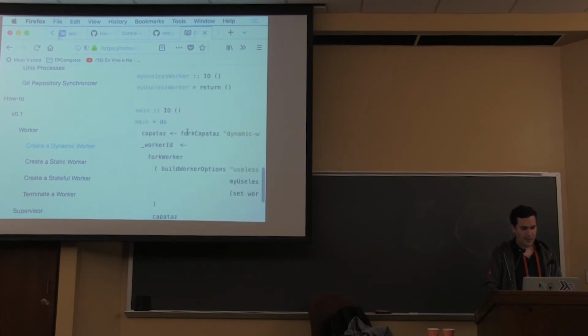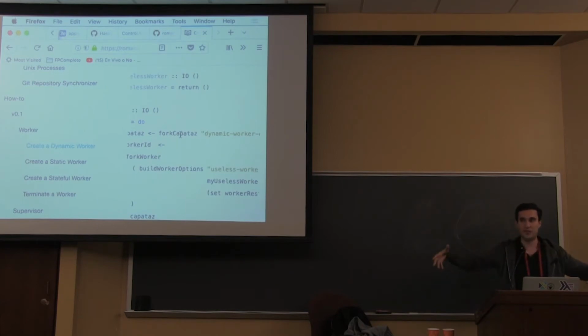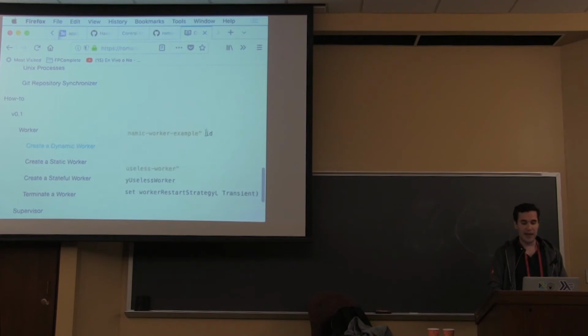So the way it works is I want to be able to replace every place where I do forkIO or async with a call that receives this metadata and performs these restart strategies. To do that, I just create a Capataz, which is the root supervisor of the whole system. I specify a name for it, and I have a way to set options to it. If I don't want to set any options, I just use the id function there.